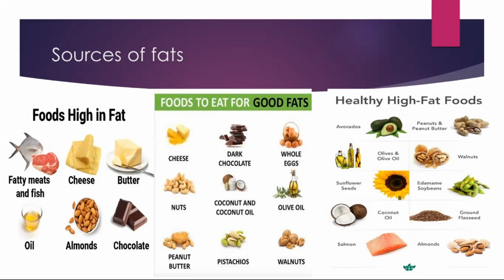So children, for your good health, I will suggest you eat the good fats, that is cheese, dark chocolate, whole eggs, nuts, coconut oil, olive oil, peanut butter, pistachios and walnuts. And also there are a few items which are very high in fats like almonds, meat, cheese, butter, chocolate, oil. So these were the sources of fats and a few examples of fats.